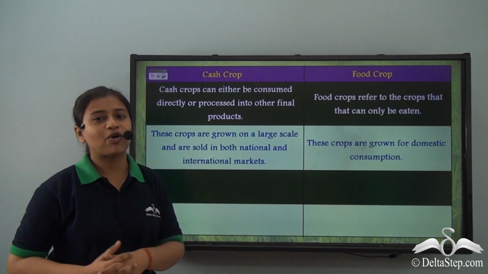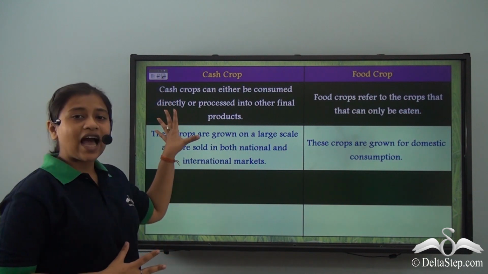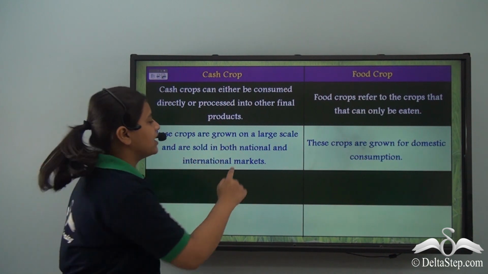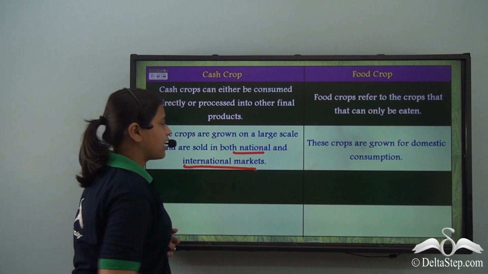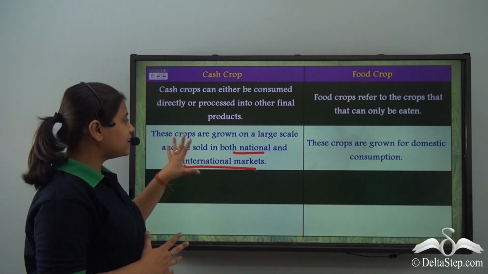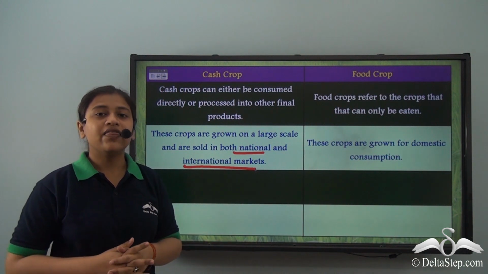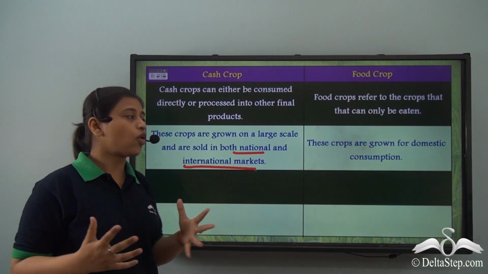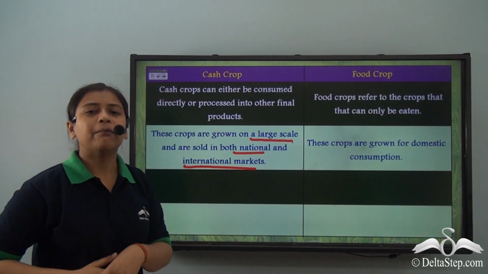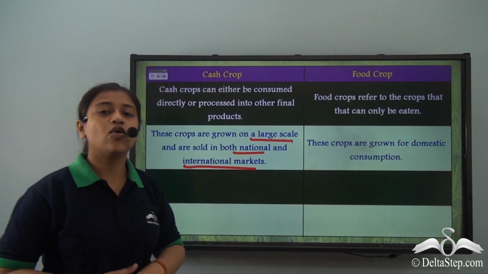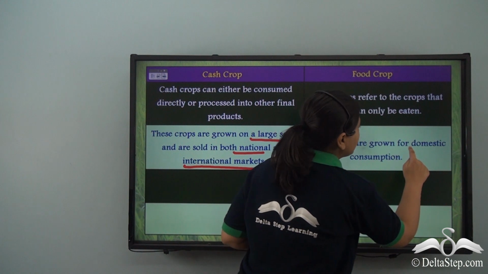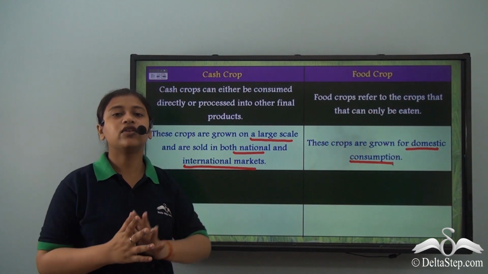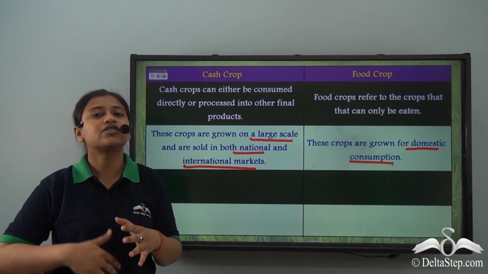So let's see what the second point has to say. So it says that cash crops, these crops are grown on a large scale and are sold in both national and international markets. So we need to remember that since these are for commercial purpose, that is that they are sold in markets, both national and international markets, therefore they are grown on a very large scale. But on the other hand, the food crops that are only for consumption are grown for domestic consumption, as I mentioned earlier. So they are only for domestic consumption. They are not for the purpose of sale.